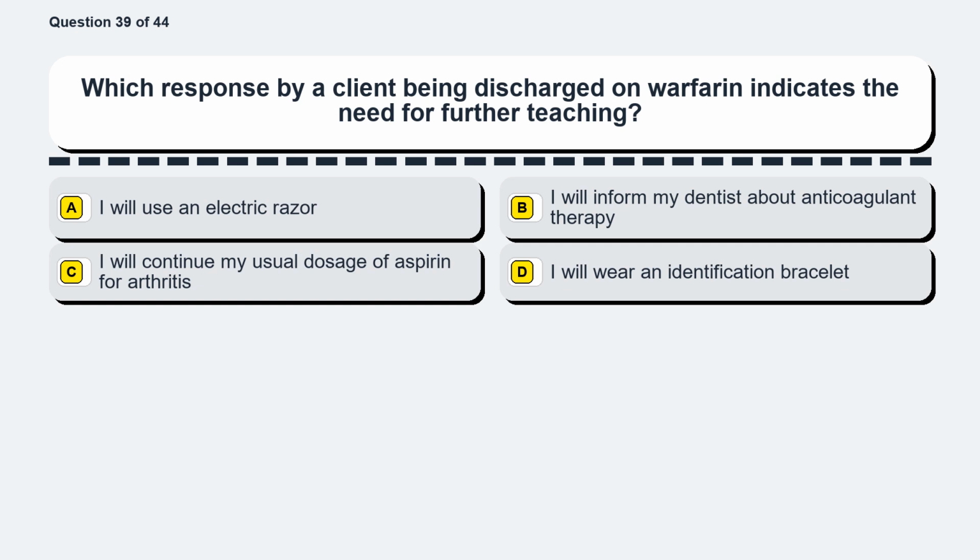Question 39. Which response by a client being discharged on warfarin indicates the need for further teaching? Option A, I will use an electric razor. Option B, I will inform my dentist about anticoagulant therapy. Option C, I will continue my usual dosage of aspirin for arthritis. Option D, I will wear an identification bracelet.